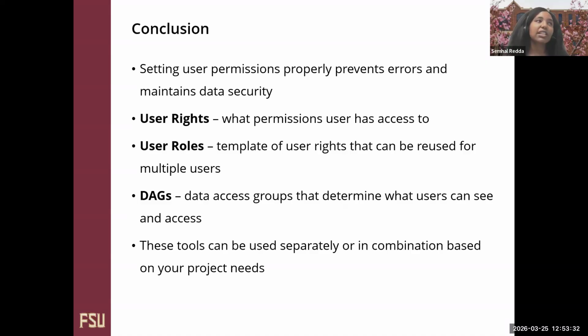All right, so the conclusion is that setting user permissions properly prevents errors and maintains data security. Once again, user rights are what permissions a user has access to. User roles are a template of user rights that can be used for multiple users, like a job title. And DAGs are data access groups that determine what users can see and access. These tools can be used separately or in combination based on your project's needs.